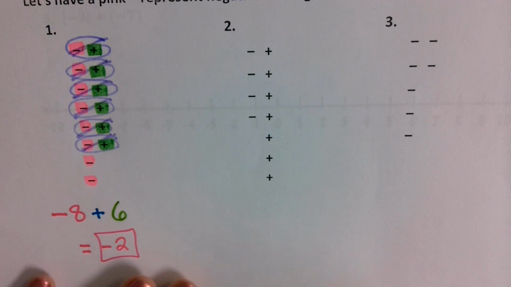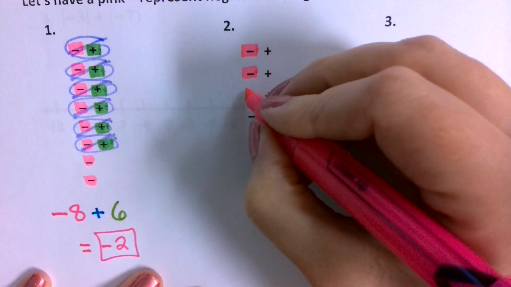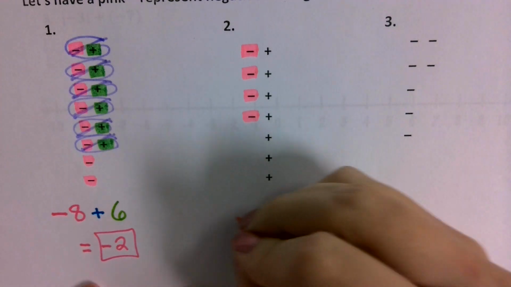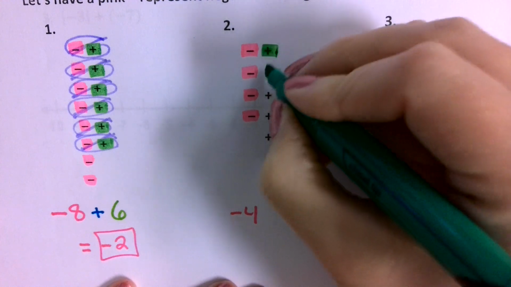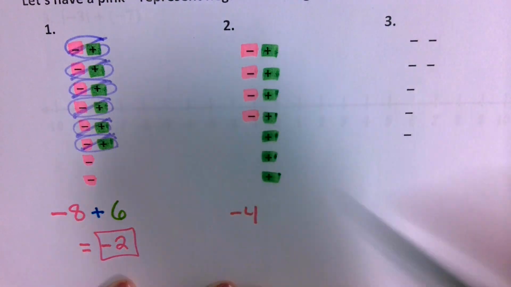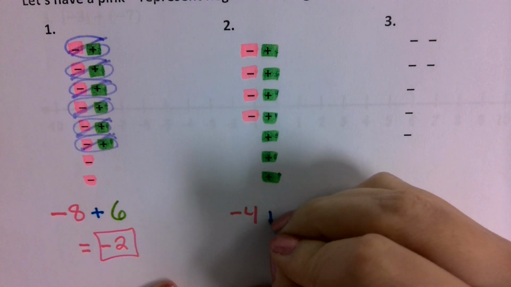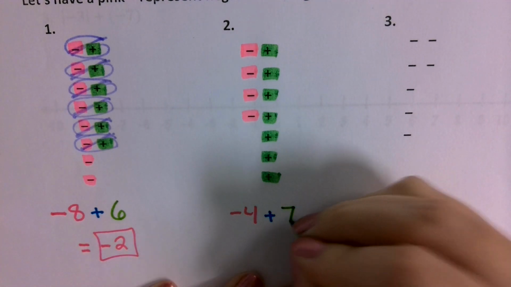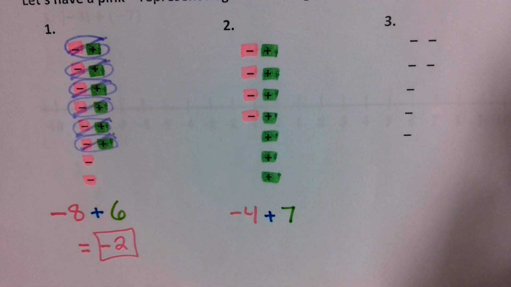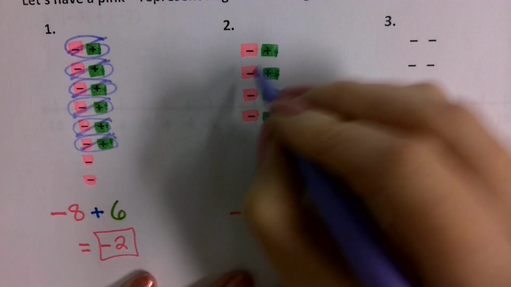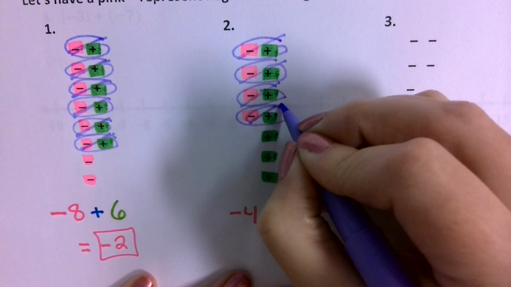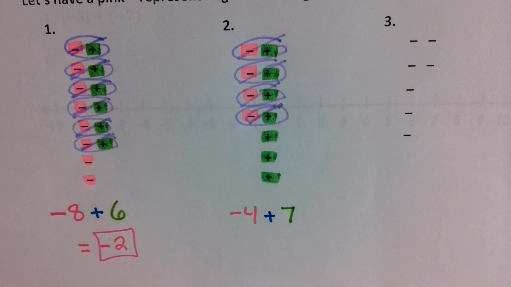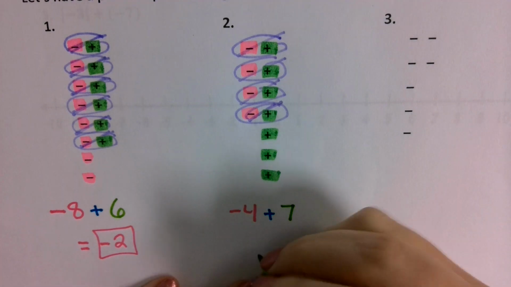Okay, same thing for here. How many negatives do we have for problem number 2? 4. We have 4 negatives. How many positives do we have? 7. We've got 7 positives. So we have negative 4 plus 7. Again, each negative that has a positive paired with it can get canceled out. So I have 4 zero pairs, and I'm left with how much left over? Montserrat? 3 what? 3 positives.